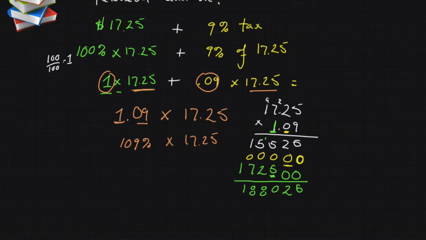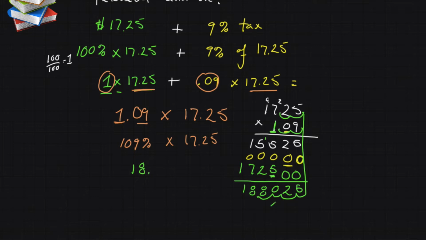Let's go back and make sure that we add our decimals in. 1, 2 decimal places, 3, 4 decimal places in our factors. That is going to translate to 4 decimal places in our answer. 1, 2, 3, 4. That seems like $18, 18 whole dollars.